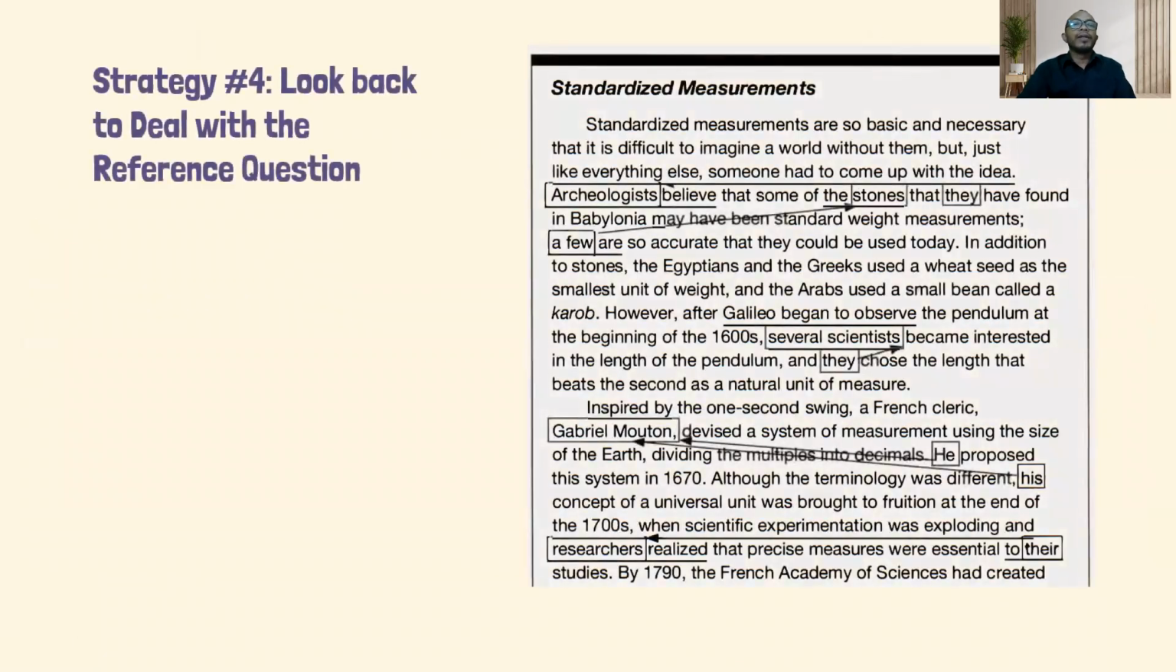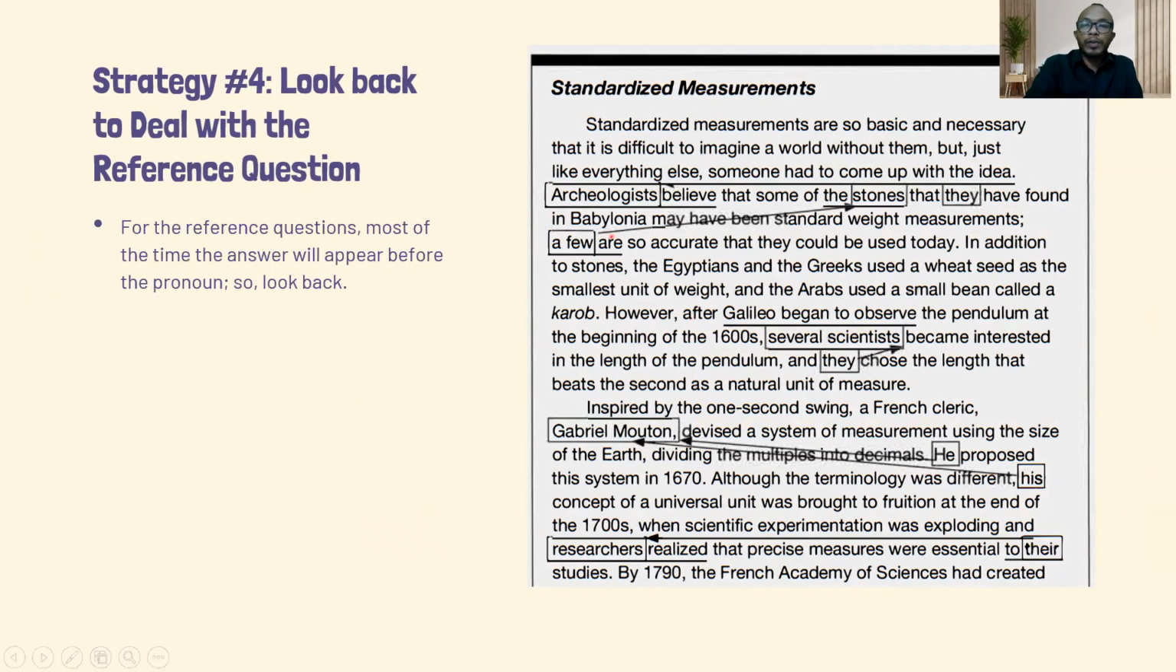Okay, now moving on to strategy number 4. Strategy number 4 is dealing with the reference question. So remember, a reference question will ask you to identify what pronouns or grammatical references, such as he, she, which, this, that, those, mean or refer to in the passage. And to answer this, you need to look back. The reference will usually be behind the pronouns.